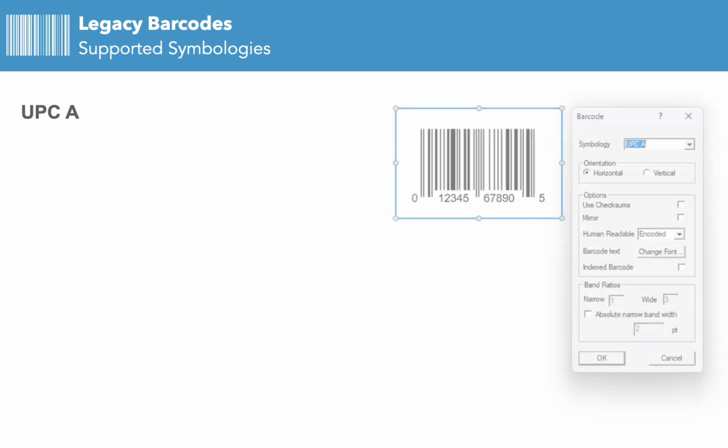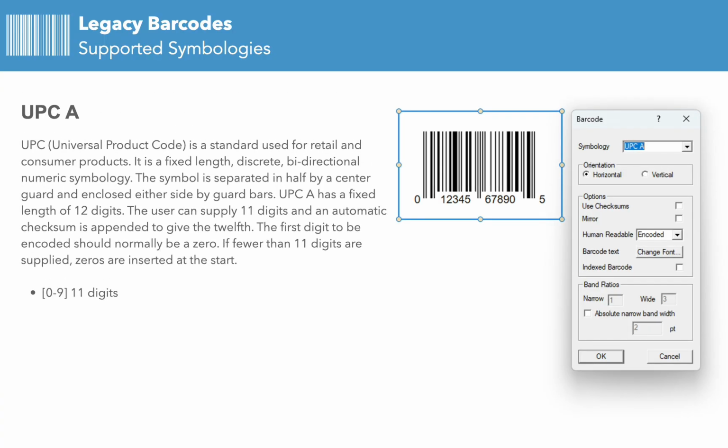UPC, Universal Product Code, is a standard used for retail and consumer products. It is a fixed-length, discrete, bidirectional numeric symbology. The symbol is separated in half by a center guard and enclosed on either side by guard bars.